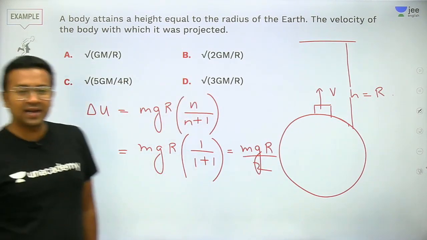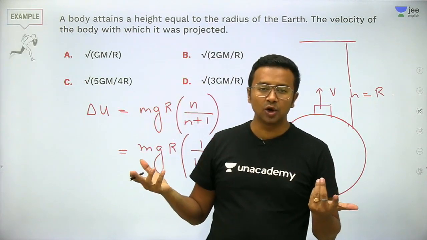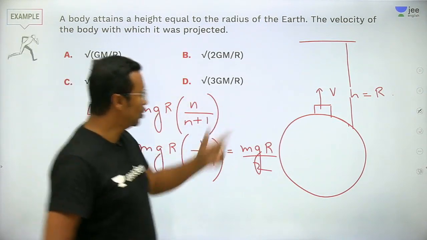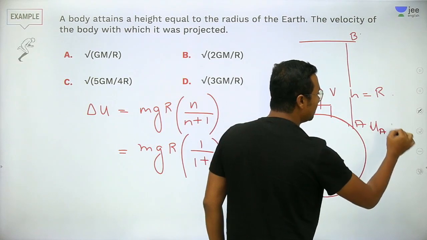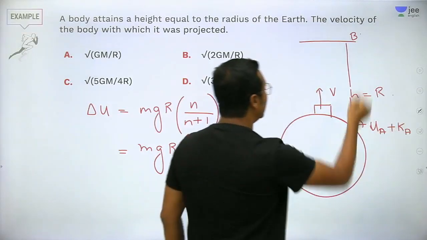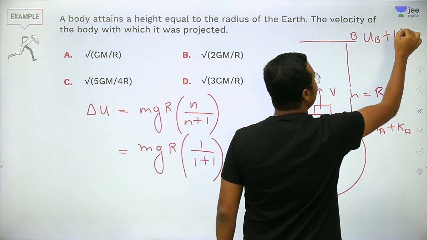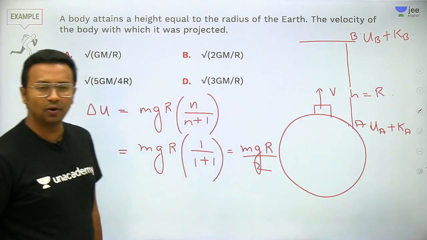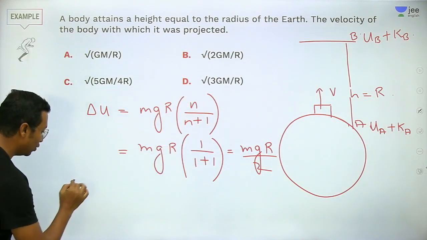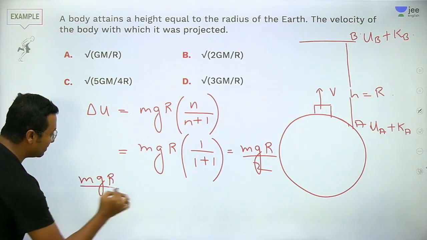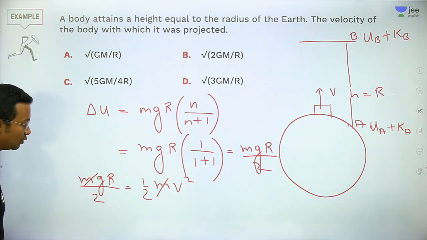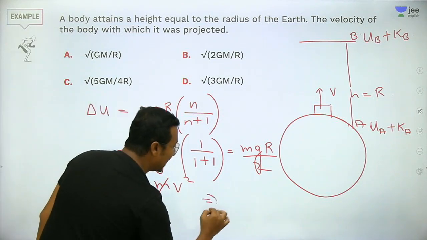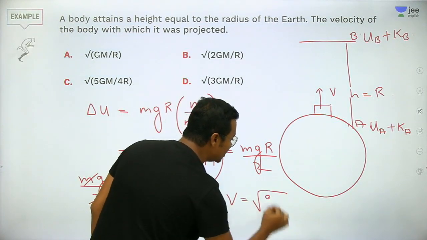Very simple. Now whatever is the change in the potential energy will also be equal to the change in the kinetic energy, right? So if you see point A and point B, here it had potential UA plus KA, and here it will be equal to UB plus KB. So you can easily find it out. Whatever is the change is equal to mgR by 2, so mgR divided by 2 will be equal to half mv square. So m and m cancel, 2 and 2 cancel. That means the velocity will be equal to root over gR.